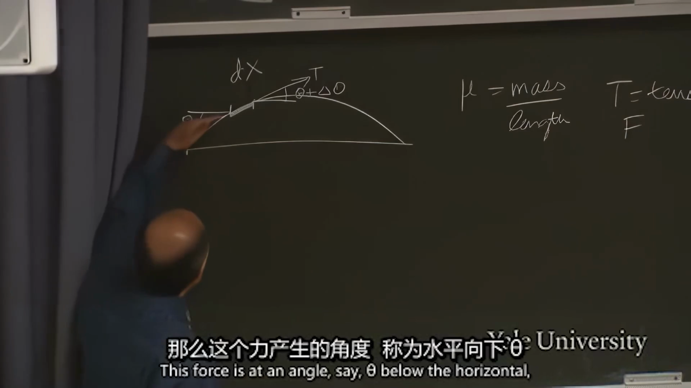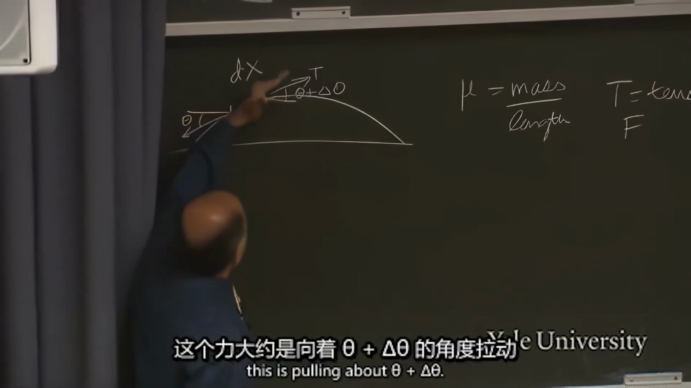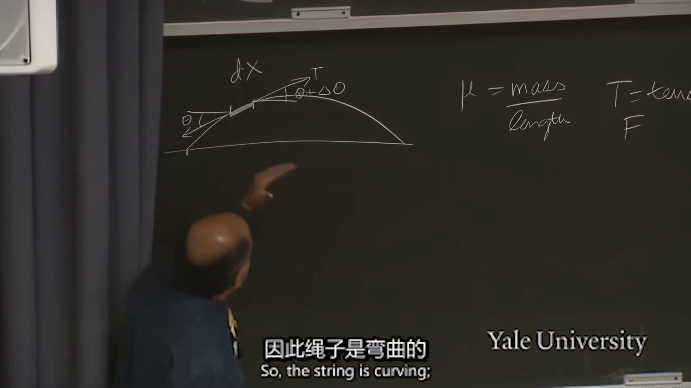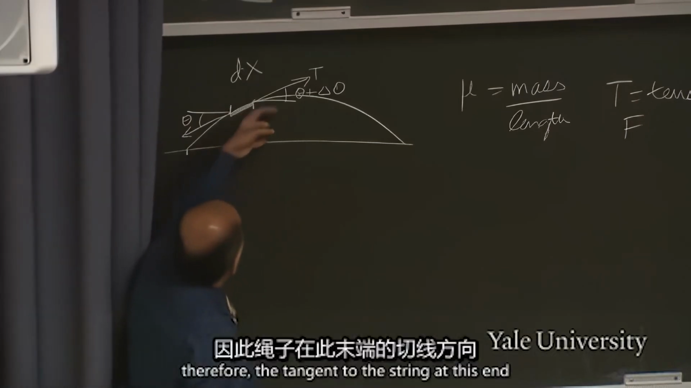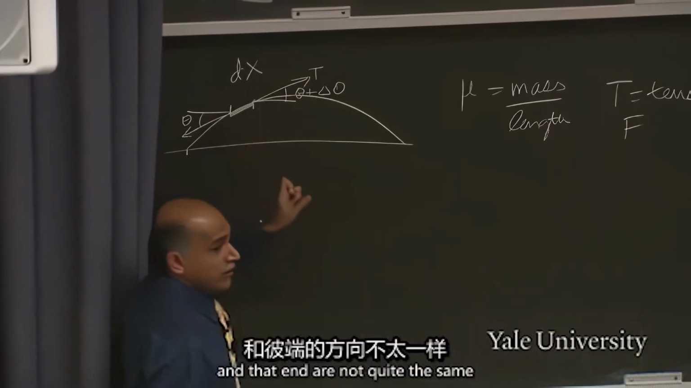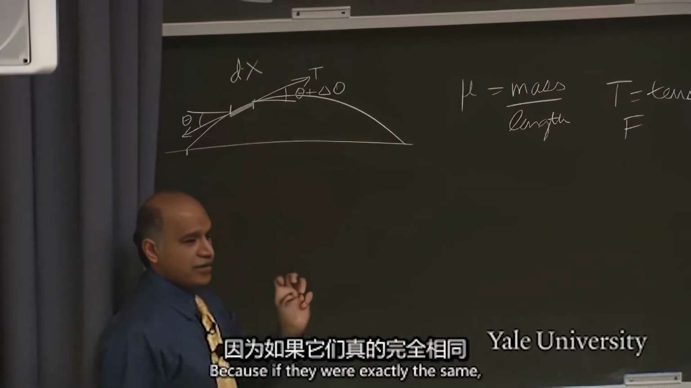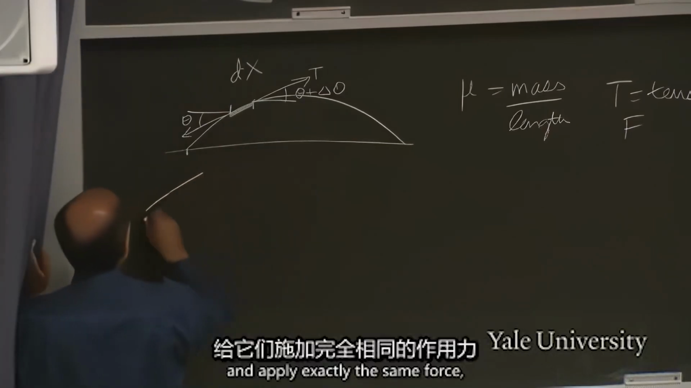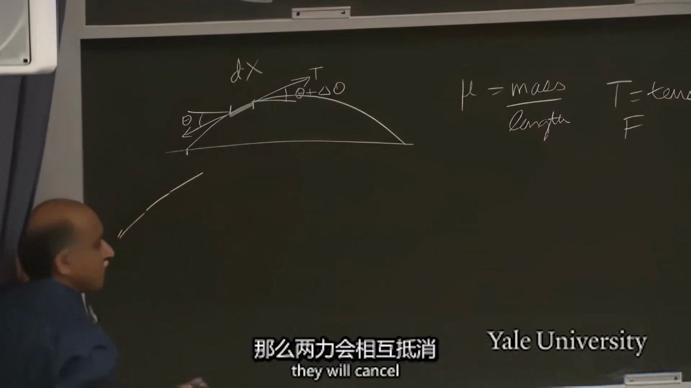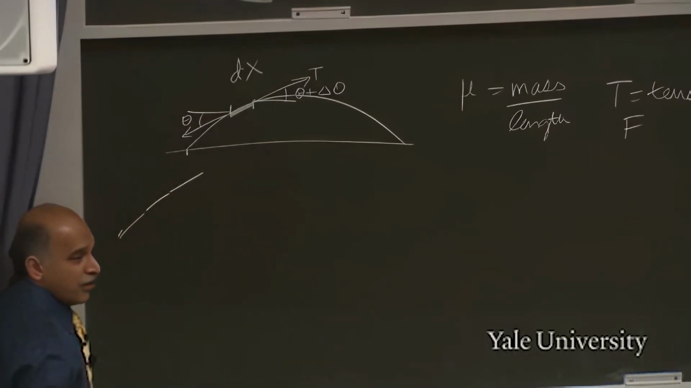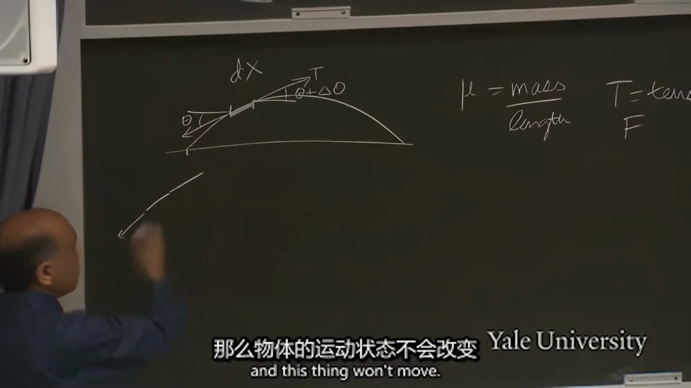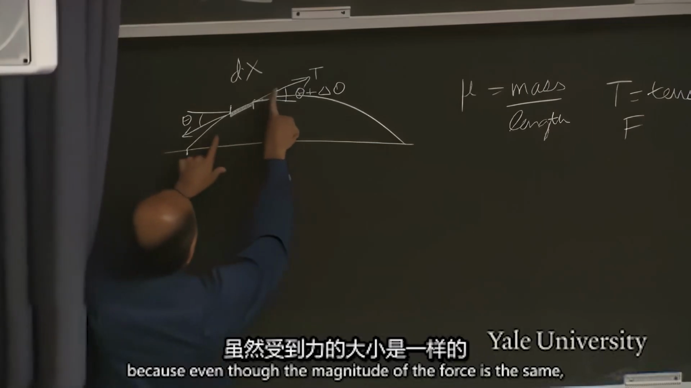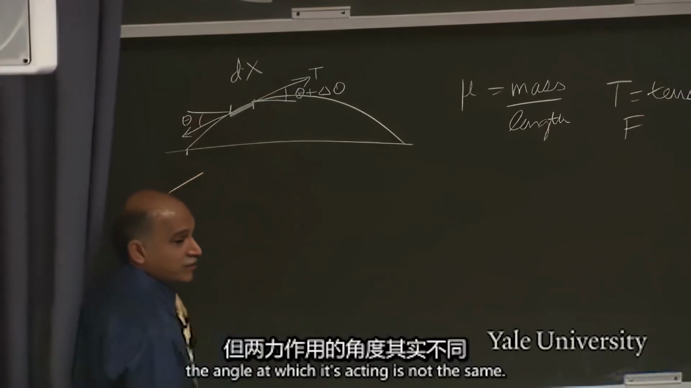This force is at an angle, say, theta below the horizontal. This is pulling at theta plus delta theta. So the string is curving, and therefore the tangent to the string at this end and that end are not quite the same, and that's the key. Because if they were exactly the same, if you take any object like this and apply exactly the same force at the two ends, they will cancel because they're opposite forces. And F is 0, ma will be 0, and this thing won't move. The reason it moves is because even though the magnitude of the force is the same, the angle at which it's acting is not the same.